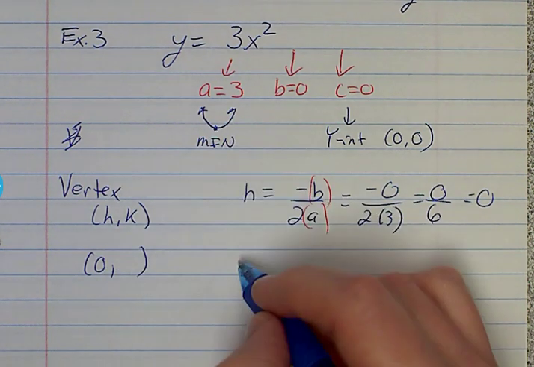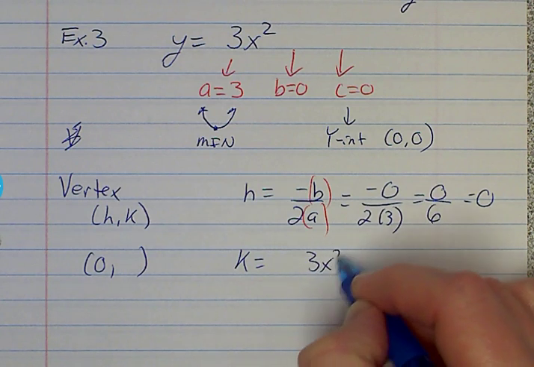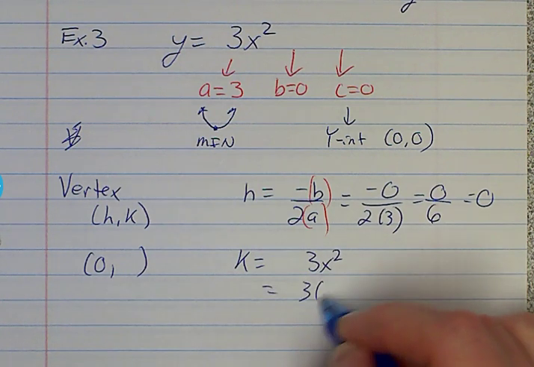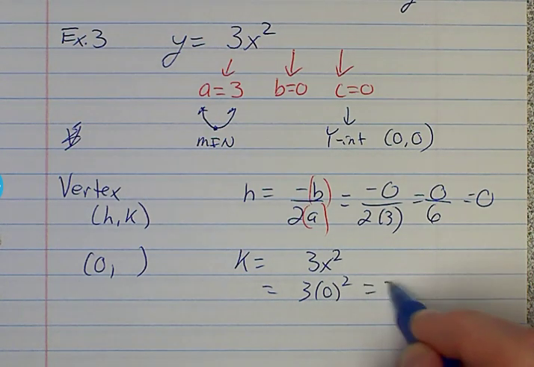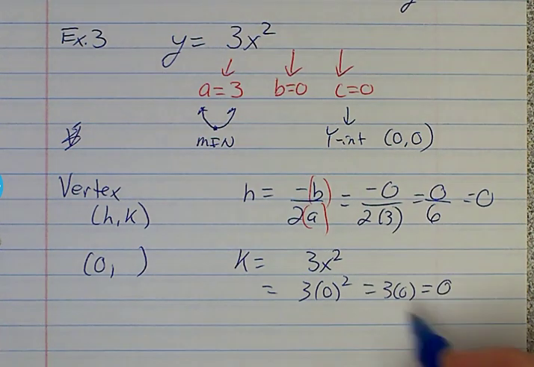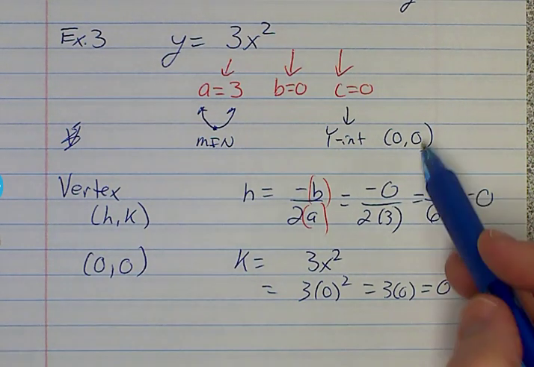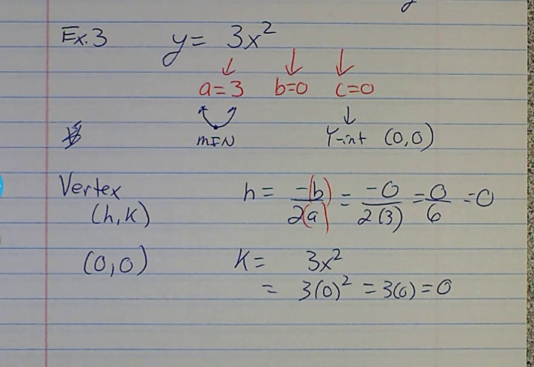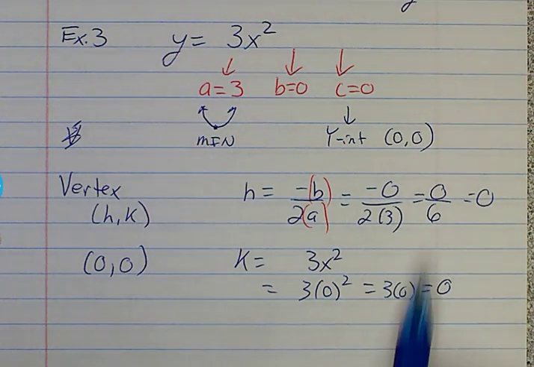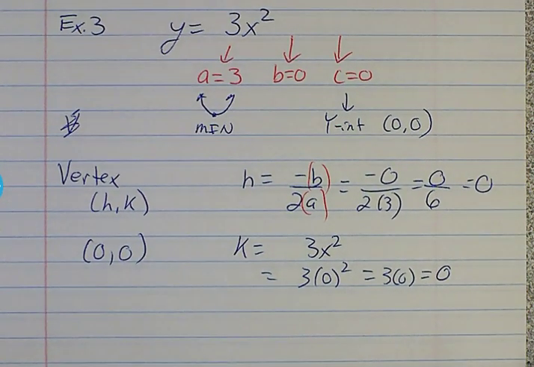And to get the k value, we're going to plug in that 0 into 3x squared. So what is 3 times anything squared? If that's 0, 0 squared is still 0. That's 3 times 0, which is still just 0. So this is one of those kind of weird things where the vertex is the y-intercept. That makes the graph a little bit different. You have to use that a value to help you find the next point, because the y-intercept is the same thing as the vertex. So you're kind of doing both of them at the same time.